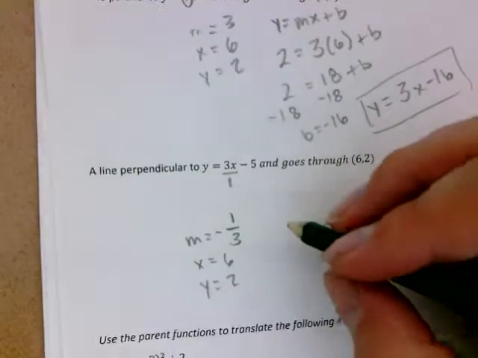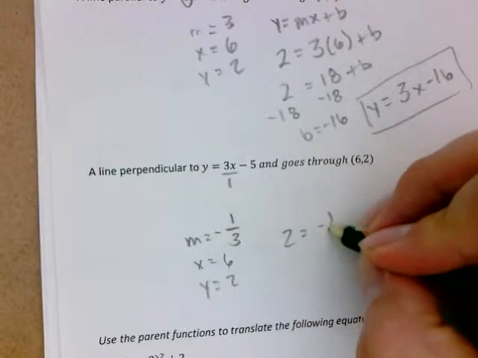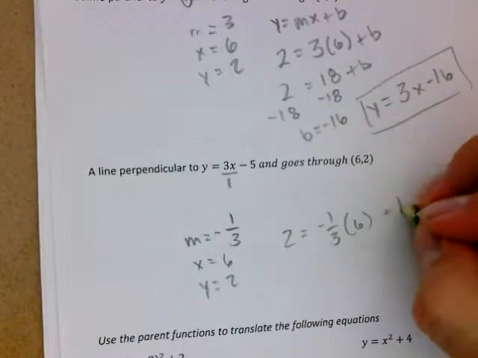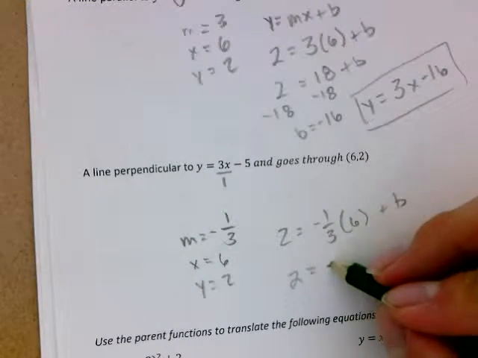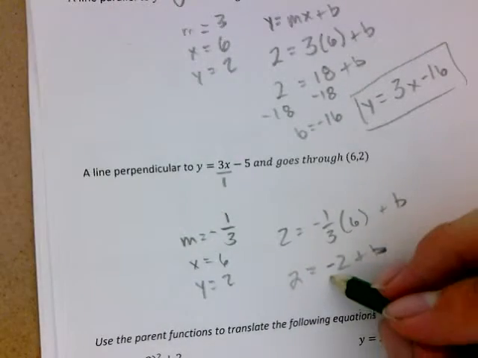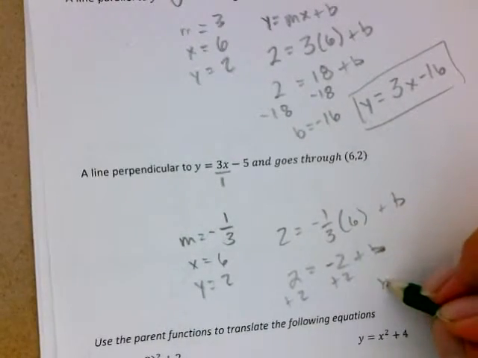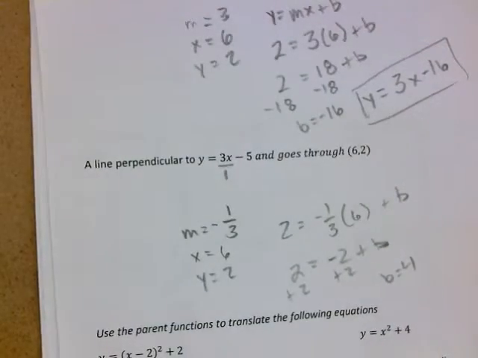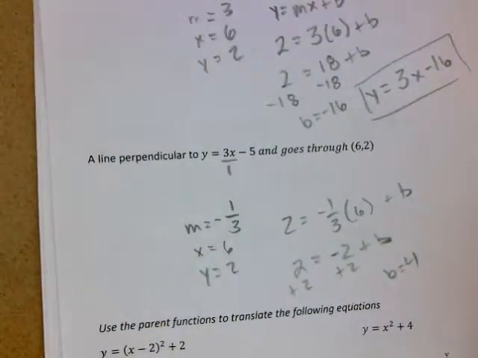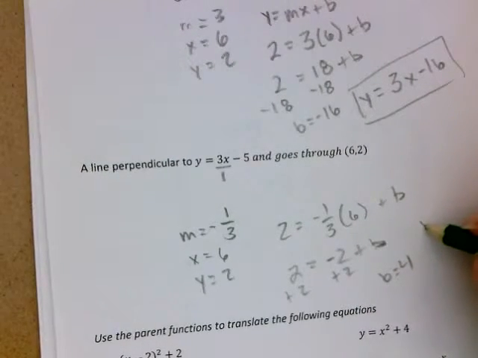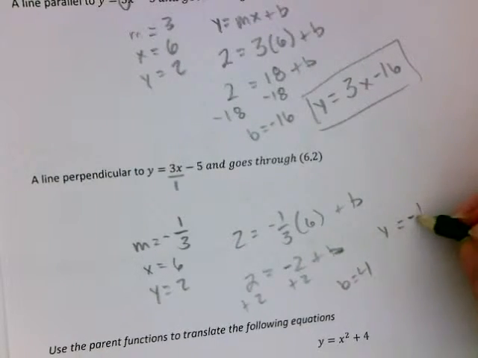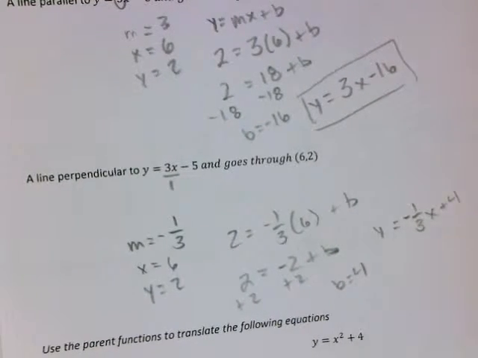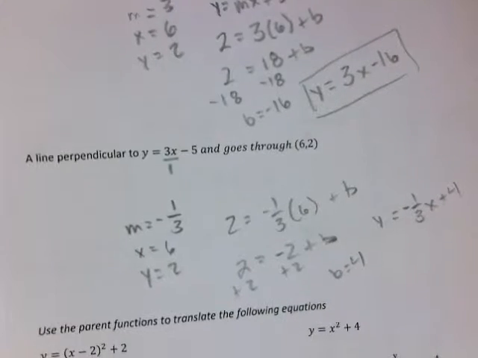Let's plug this in. So that's 2 equals negative 1/3 times 6 plus b. Means 2 equals, when you multiply this out, it becomes negative 2 plus b. You add 2, b equals 4. Okay, then what we do is we know our b, we know our m, so we're going to take y equals negative 1/3 x plus 4. That is all that is for perpendicular.